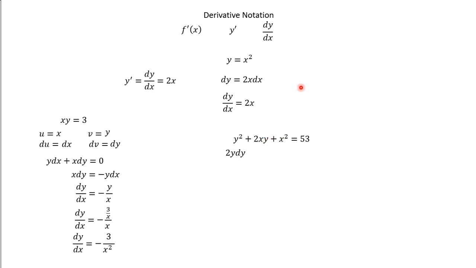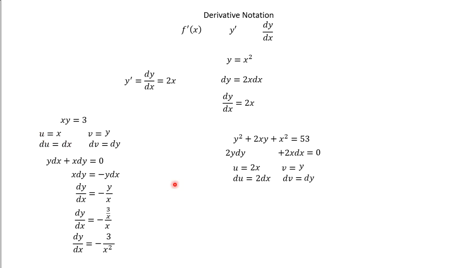But we have x squared. That's going to be 2x dx. And then equals 0 because the derivative of 53 is 0. And now we need product rule here. This product rule is going to look almost identical to this one because it's xy. It'll have 2x for the u. So we have 2x and y. The derivative of 2x is going to be 2 times dx, and the derivative of y is just dy.